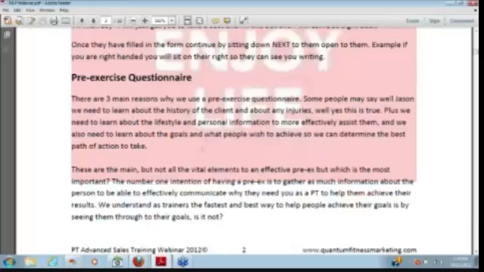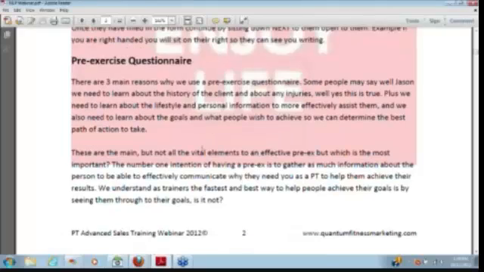Now, the pre-exercise questionnaire has three parts to it. There are three main reasons to have a pre-exercise questionnaire, and that determines the three parts. The first and most important part is to build rapport.